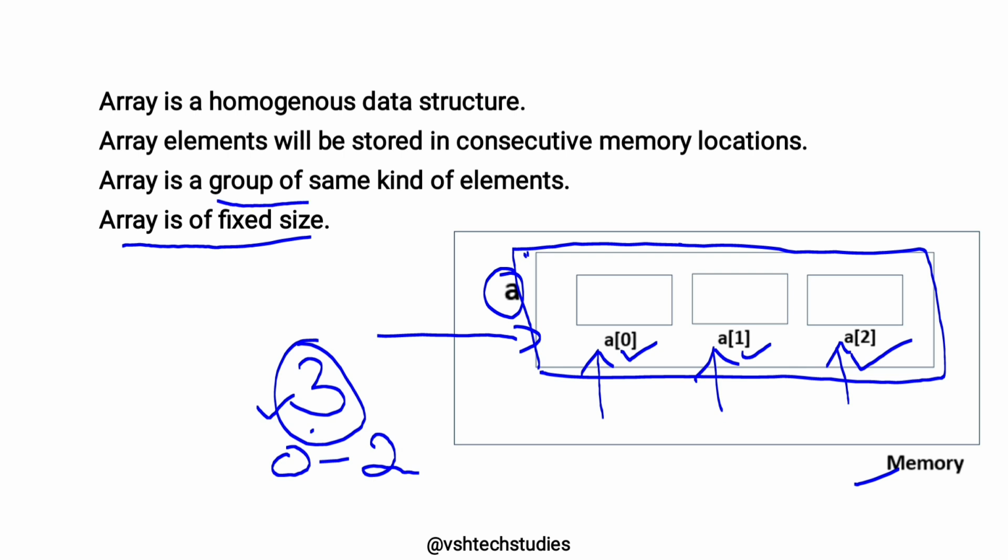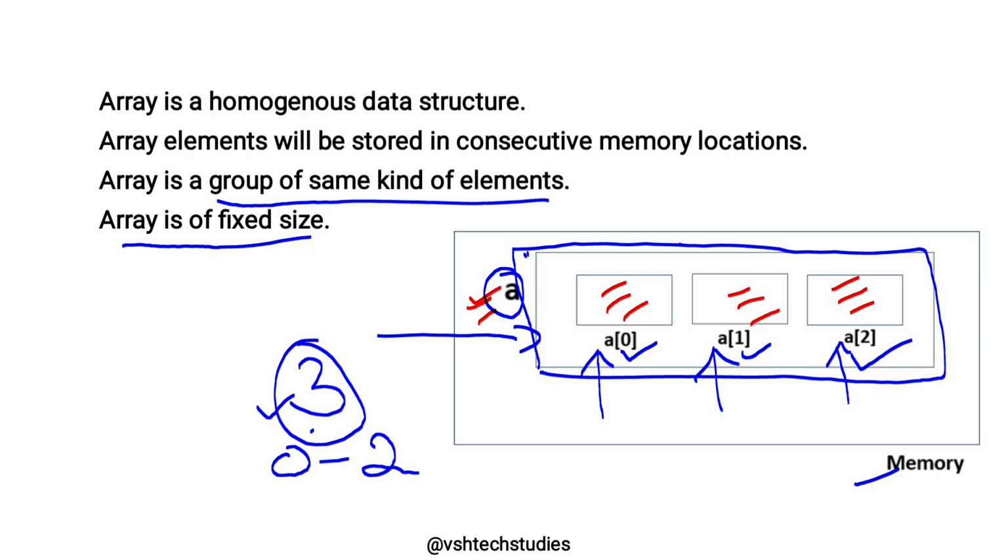It is a group of same kind of data elements. If an array is declared of int kind, only integer type of data can be stored. If it is float kind, only floating point values can be stored. If it is declared to be of char type, then only character type of data can be stored.